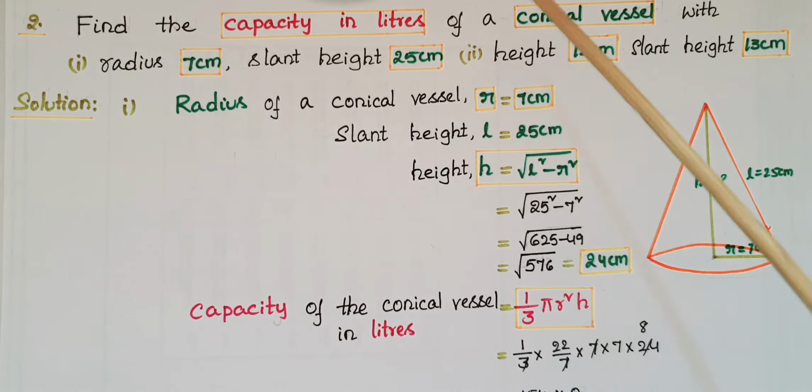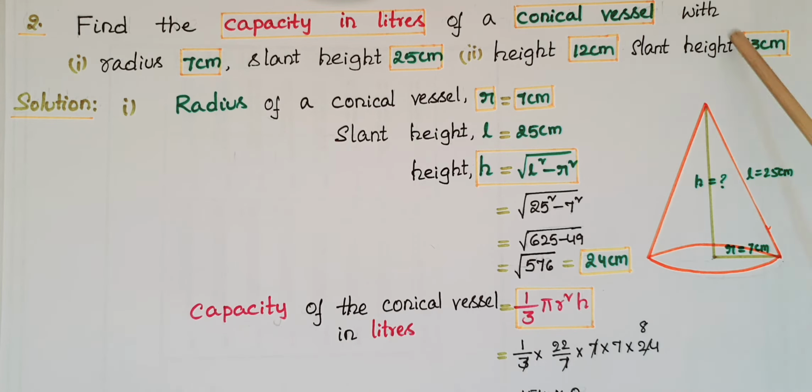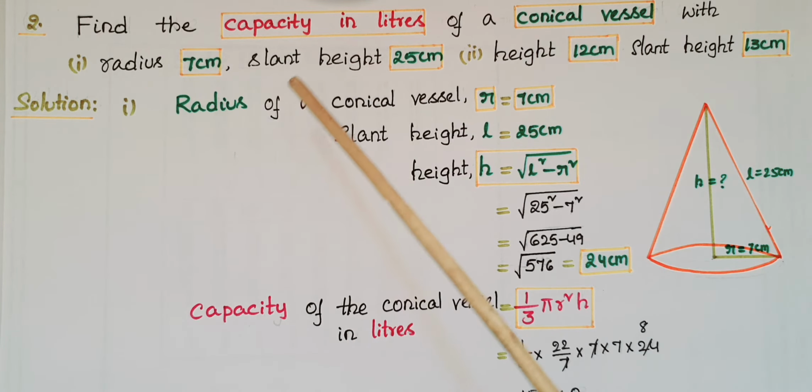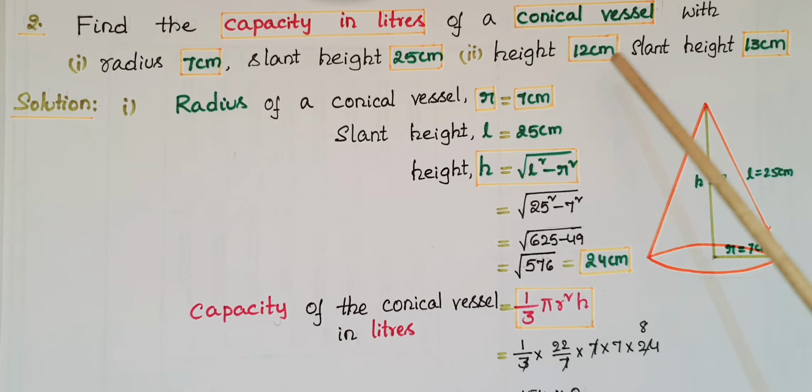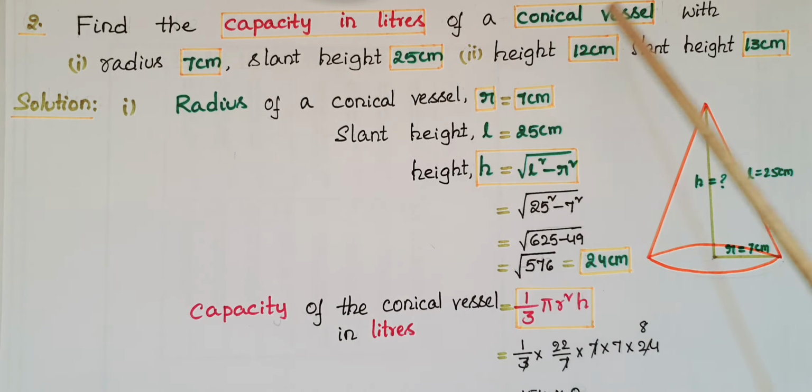Find the capacity in liters of a conical vessel with, first one, radius 7 centimeters and slant height 25 centimeters. Second one, height 12 centimeters and slant height 13 centimeters. So here we have to find the capacity in liters of a conical vessel.